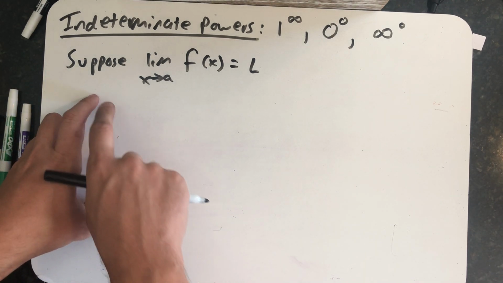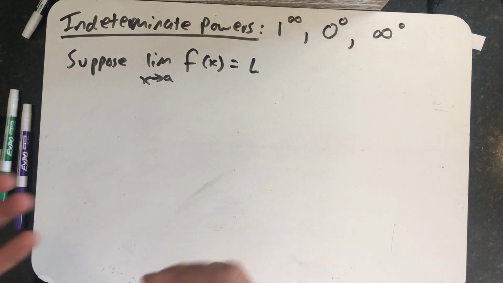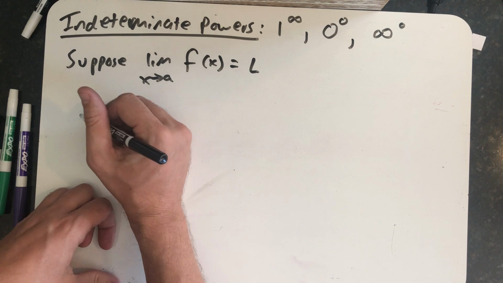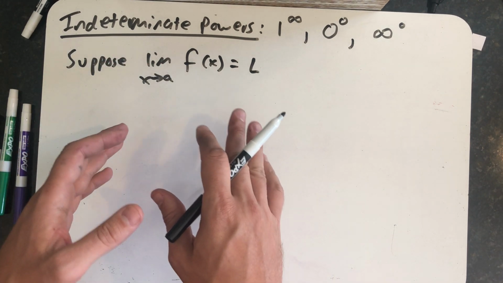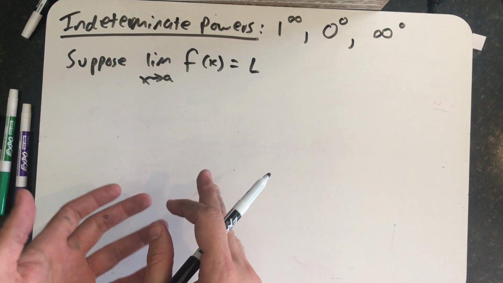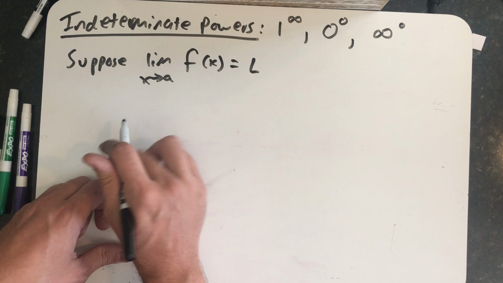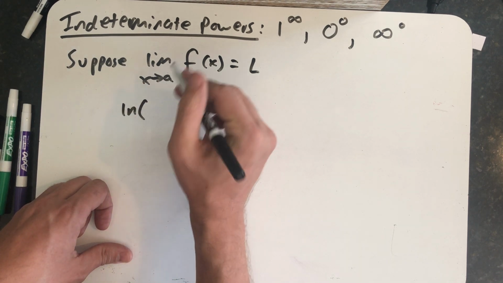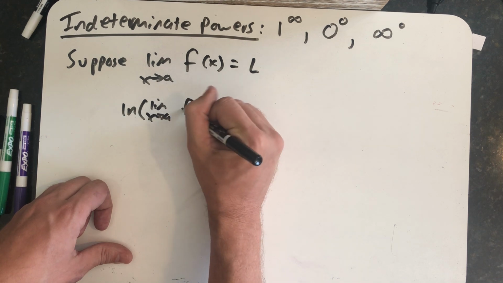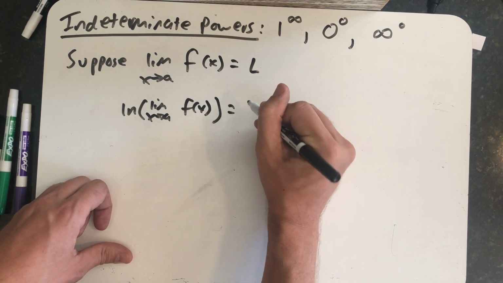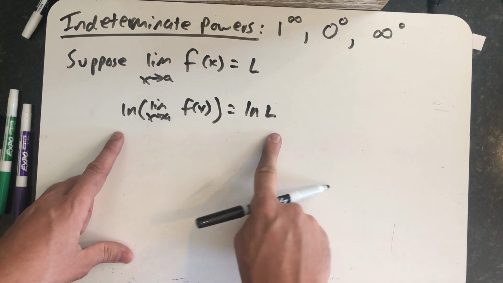So let's say we have a limit. The limit as x approaches a of f of x is equal to the number L. One of the theorems we saw in chapter 2 is that if I take a continuous function and apply it to both sides, I can actually move it to the inside of the limit. What I want to do is imagine a particular continuous function. I want to take the natural log of both sides of this equation. So the natural log of the limit here is equal to the natural log of L.